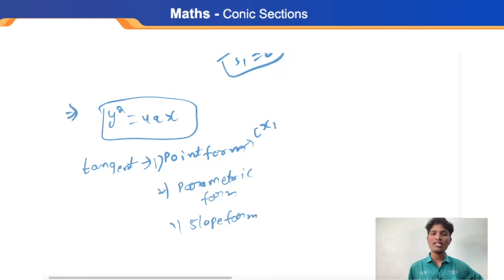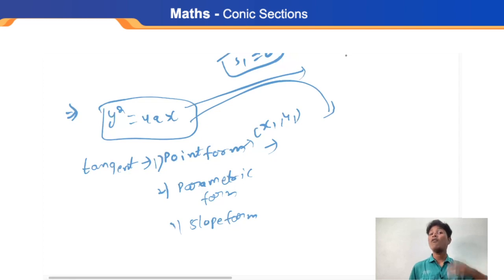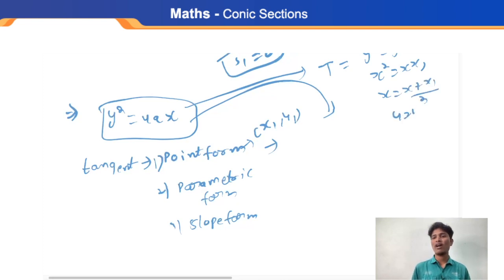If one point x1, y1 is given, you have to write the tangent equation. The tangent equation will be the transformation of this equation. How will we transform it? The transformed equation is called T, and it can be written by simply interchanging: y square becomes y y1, x square becomes x x1, x becomes (x plus x1) by 2, and y becomes (y plus y1) by 2.